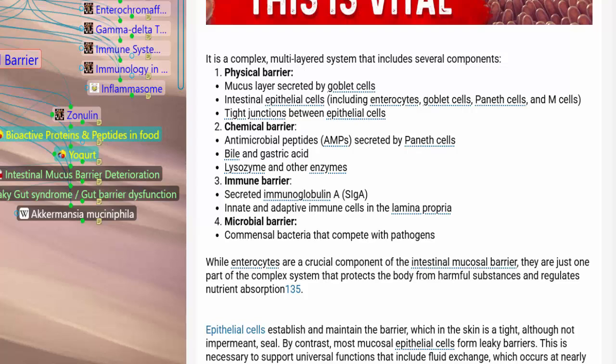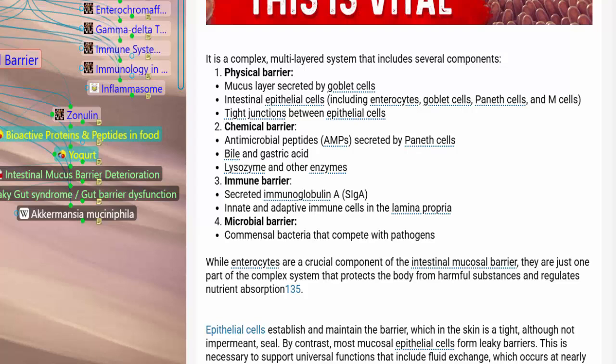There's the physical barrier. That's the mucus layer secreted by goblet cells, the intestinal epithelial cells, including enterocytes, goblet cells, Paneth cells, and M cells. Also, tight junctions between the epithelial cells. Now, we haven't gotten into this next part very much yet, but we will.